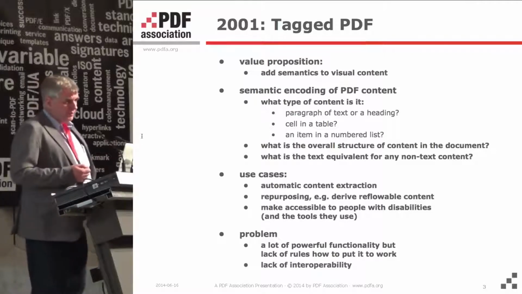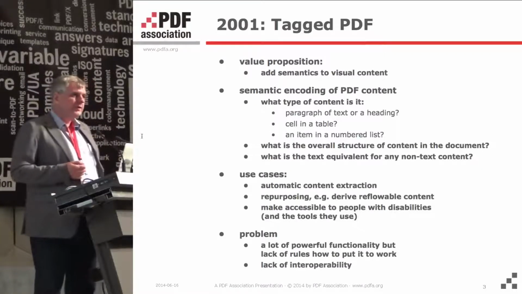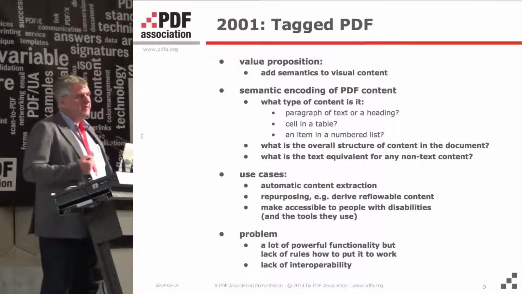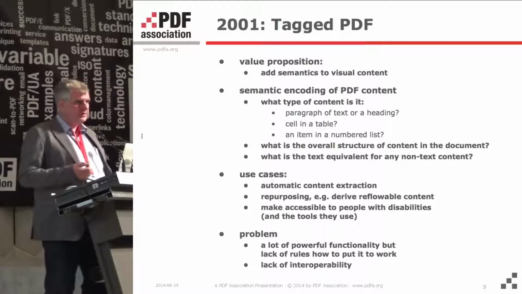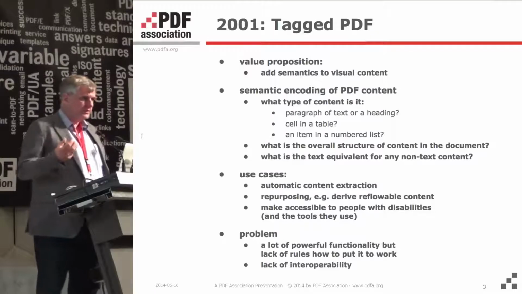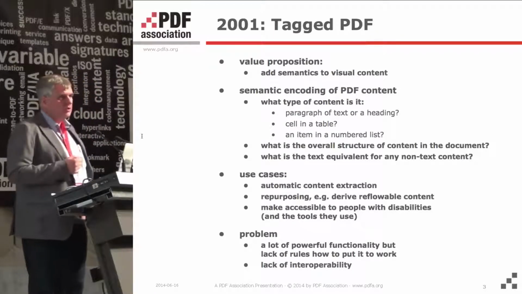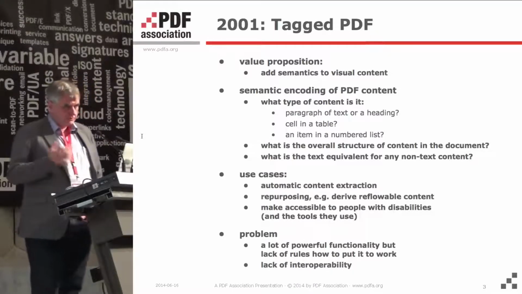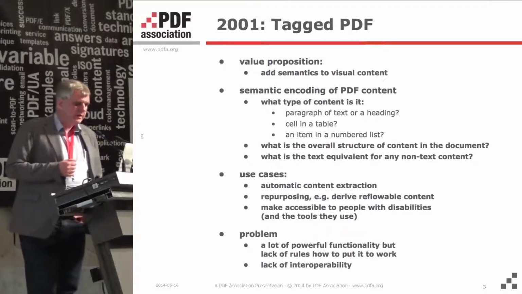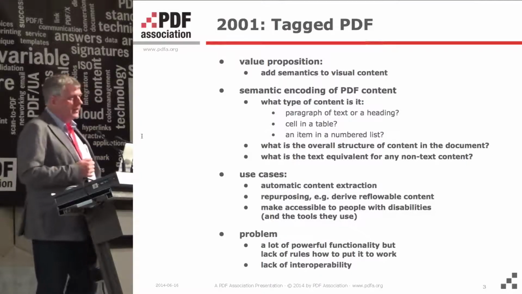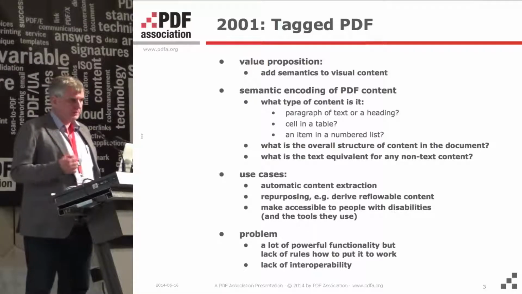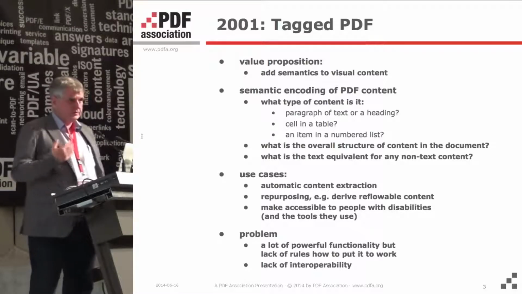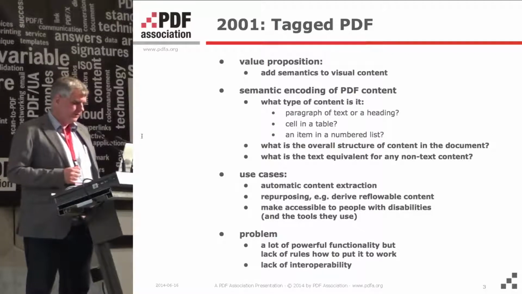There's also the use case of repurposing. Just look at your smartphone. I find it difficult to read A4 pages on a smartphone. So if you have a decently tagged PDF file, you have the option to extract the content and repurpose it into a reflowable format. And some tools support that. And last but not least, what I mentioned already, you can use tagged PDF to make PDF files accessible to people who have difficulty looking at content on the screen or on the printout.